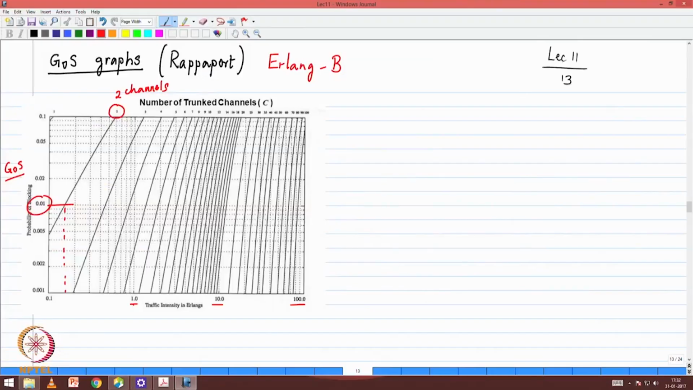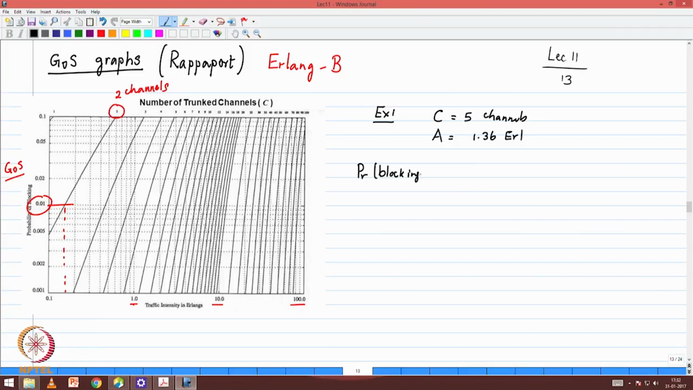So let us quickly apply this. Let's take a couple of examples and apply it. Again, I'm assuming these are very straightforward for you to do, but it's good as an exercise. Supposing I have C equal to 5 channels, and I have A as 1.36 Erlangs, the total offered traffic. I want to know what is the blocking probability.